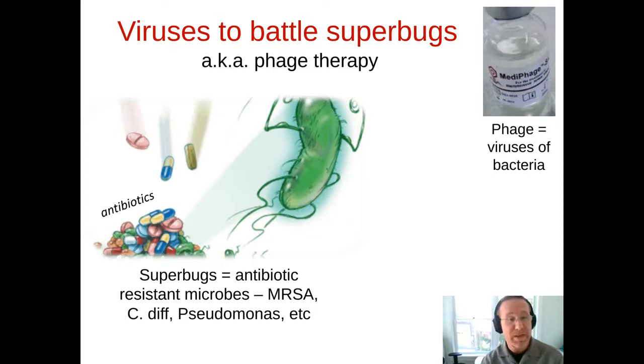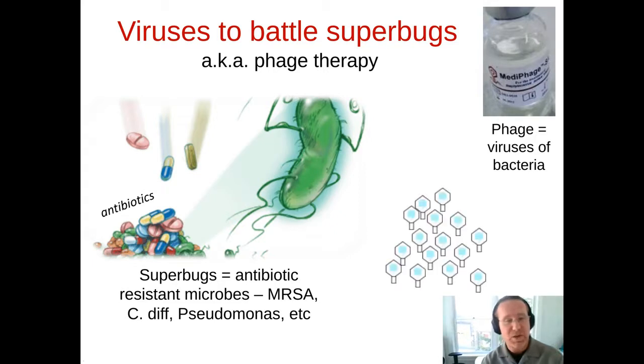And so we would care about this because there are superbugs, or multi-drug resistant, antibiotic resistant bugs, and a number of them are listed here. And so as an alternative to antibiotics for these drug resistant bugs, you might use phages or viruses that could infect this particular superbug and kill it.